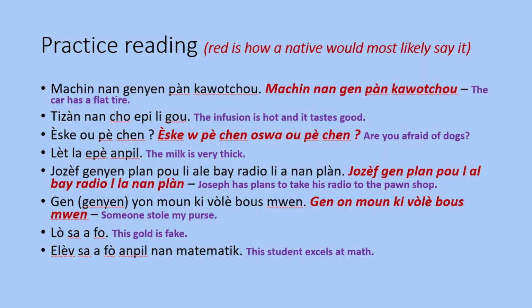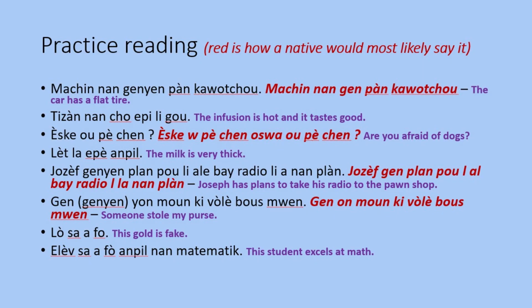If I speak like that to my friends, they're going to be like, what's wrong with you? So, I'm a native, and I'm just going to say, "Joseph gen plan pour l'albay radio la na plan." Did you see the difference? It's almost like I didn't even say the same thing, but I did. "Joseph gen," I replaced "gayen" with "gen." "Plan, pour, li ale, pour lal." Usually it almost sounds like one word, but it's not one word.